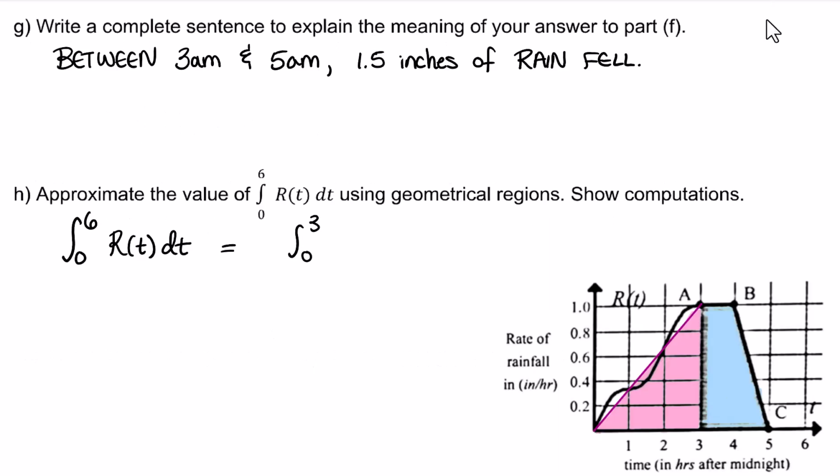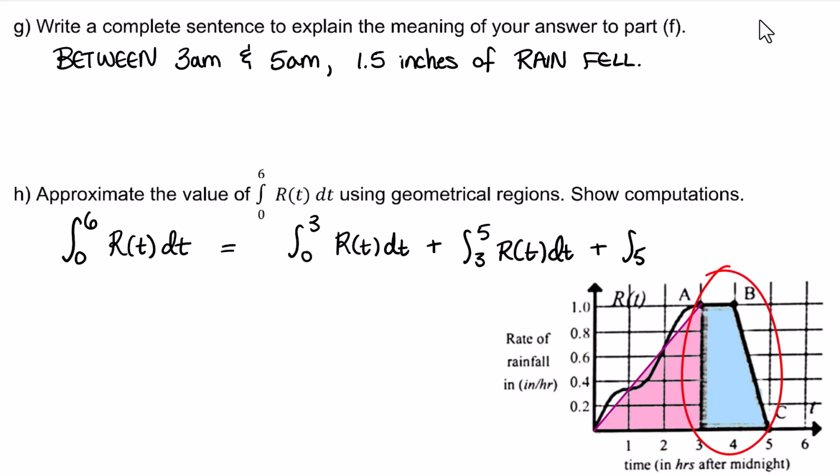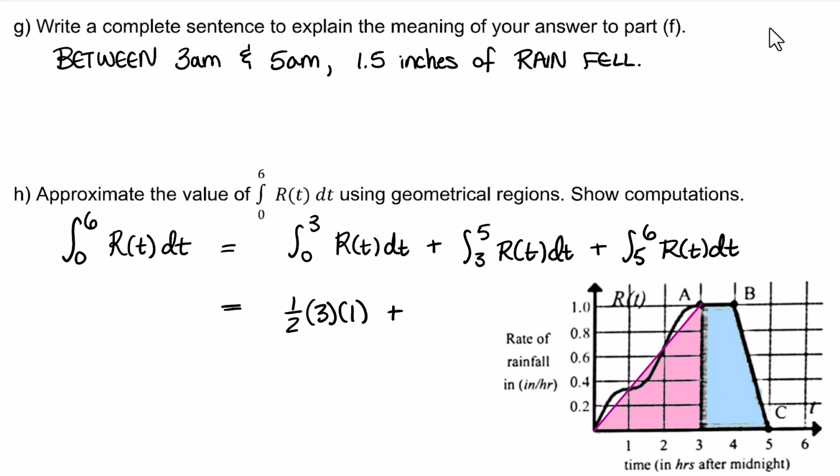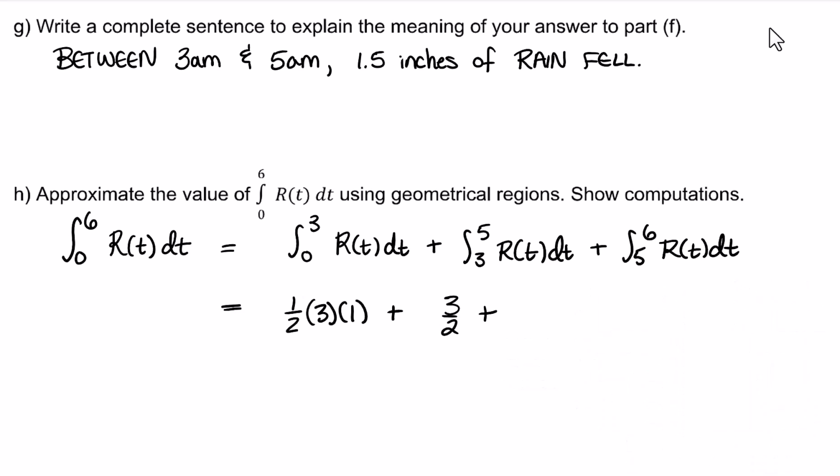To use geometric shapes, I saw that there was a triangle from 0 to 3, a trapezoid from 3 to 5, and then no area from 5 to 6. The area of this triangle would be 1/2 times base times height. We already figured out this integral, and that was 3/2. And this has no shape, so 0.